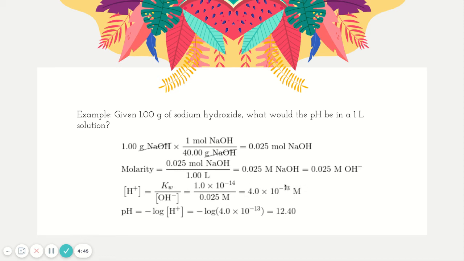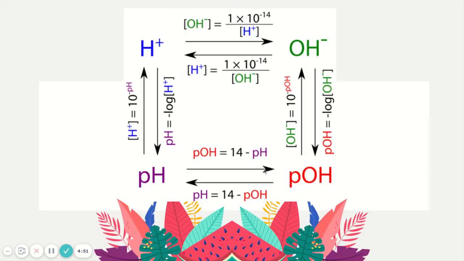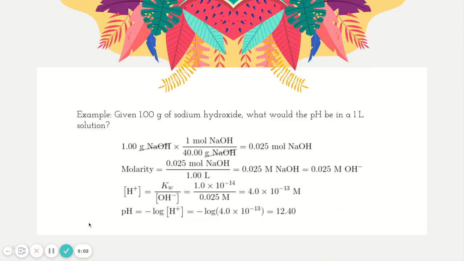That will give me the hydronium ion concentration. So that 4.0 times 10 to the negative 13 molar is now my hydronium ion concentration. So now I'm going this way, which means I'm going to use this equation here: pH equals negative log of hydronium ion concentration, in order to find my pH. So that's what you see here. I plugged it in, or I didn't, but this person did. Negative log of 4.0 times 10 to the negative 13 gives you 12.40.